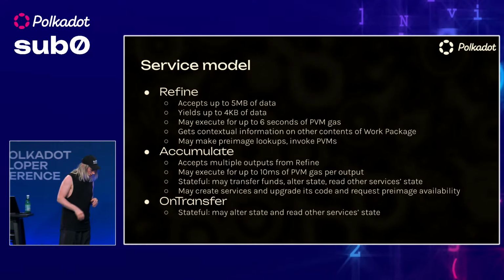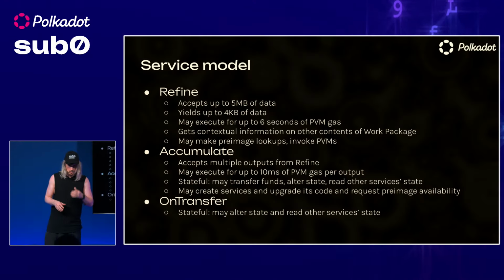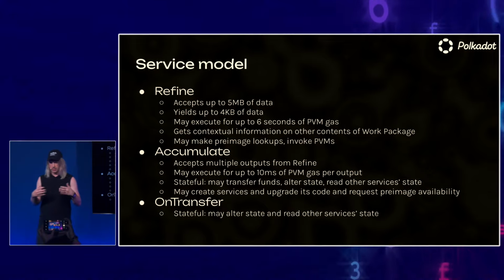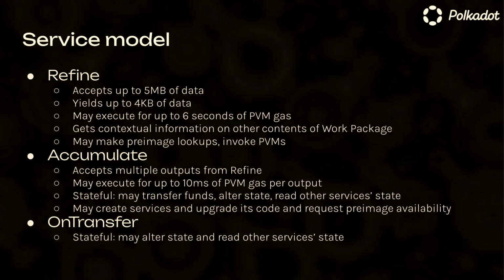All right, let's have a deeper look into the service model. So when you make a service, this is the model that you have to express what you want to do under. I mentioned before, it's a two-stage thing, refine, accumulate. In fact, there's this third entry point, on transfer. Refine accepts potentially a lot of data, 5 megabytes of data. Okay, so really substantial amount of data.